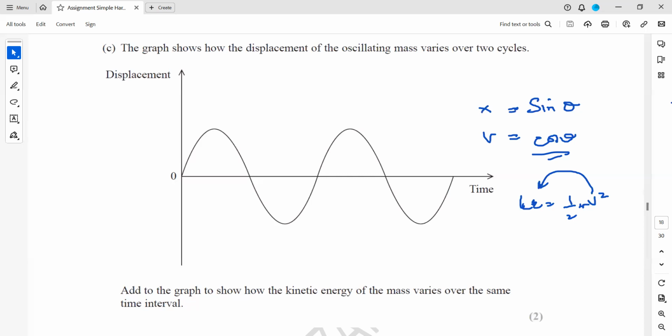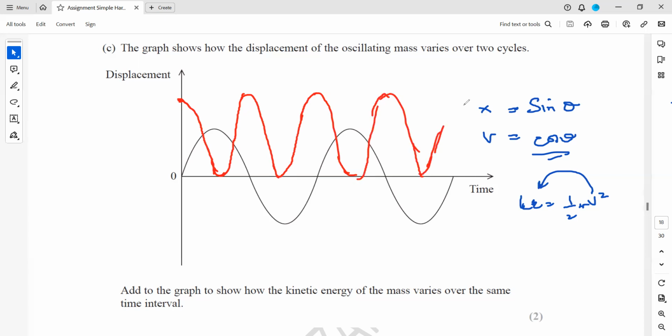But the kinetic energy cannot be negative. Like cosine can display, velocity can be negative, but kinetic energy is a scalar quantity, so it should always be positive. So when the displacement is zero, it will have the maximum kinetic energy because it will have the maximum speed. The maximum kinetic energy when the displacement is zero, then when it is at extreme position, the kinetic energy will be zero. Then again, the kinetic energy maximum, then zero, then maximum, zero, maximum.